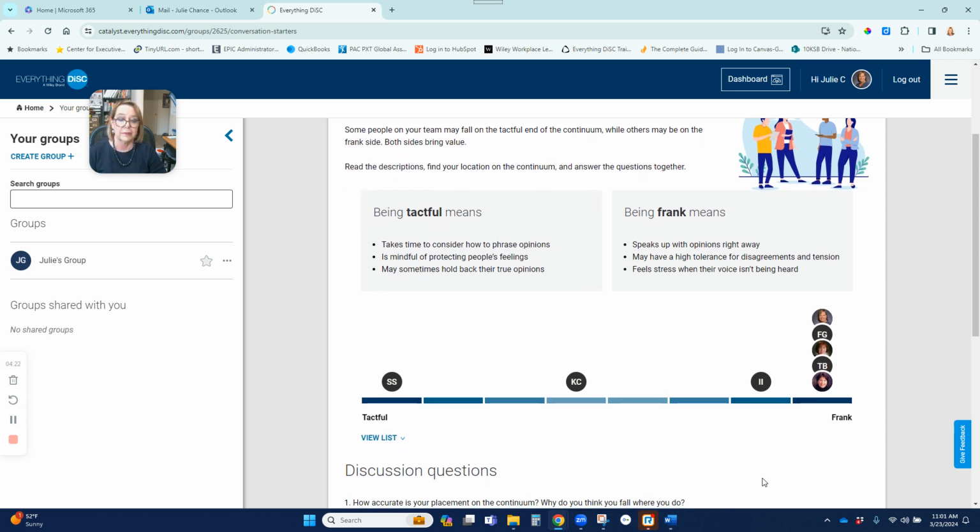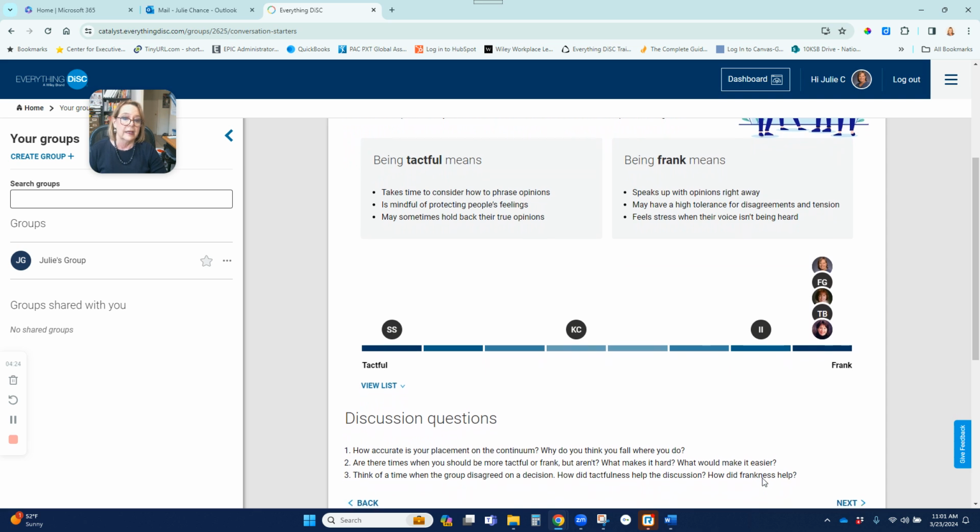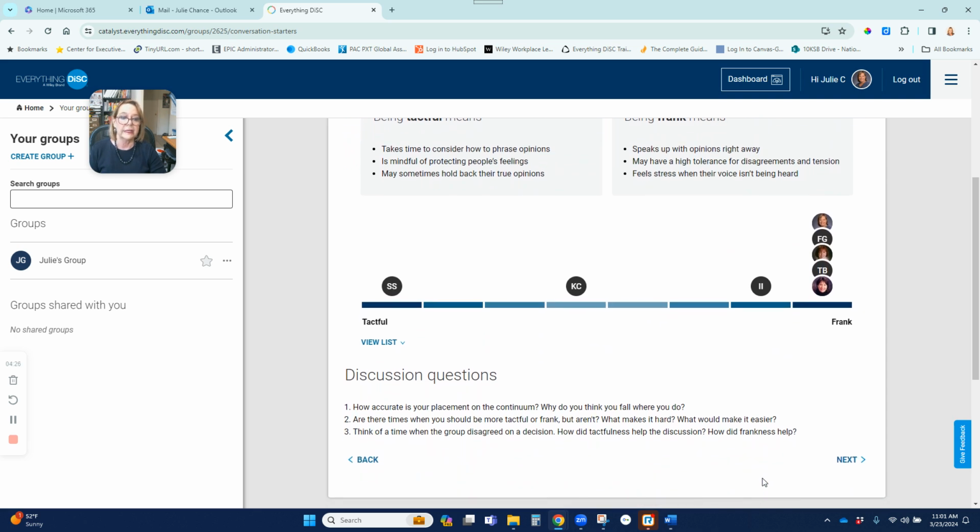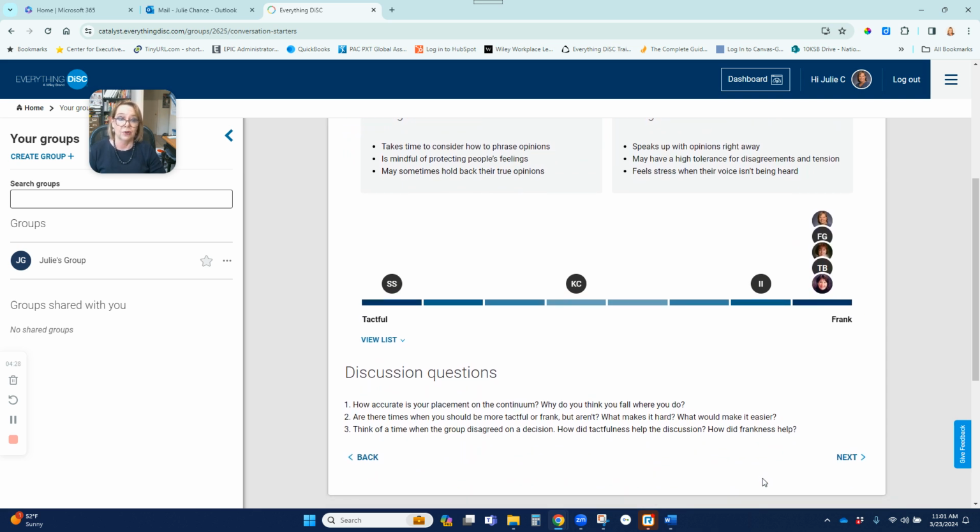So it's stressful for them to not be heard. And we see with this particular team, we have a whole lot of people down towards that frank end, with one person in the middle and one person down on the tactful end. So you might discuss what the dynamics of that are. How does that impact team functioning?